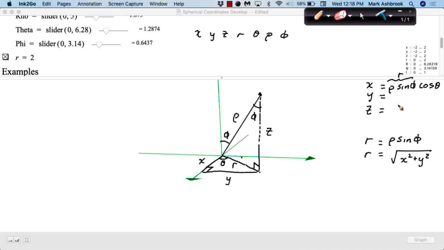And so then y is rho sine phi sine theta, because it's r sine theta, right? And then what about z in spherical coordinates? So z is this leg here. So using spherical coordinates, what would z be? Rho cosine phi. You see that? Because it's the adjacent leg to phi.